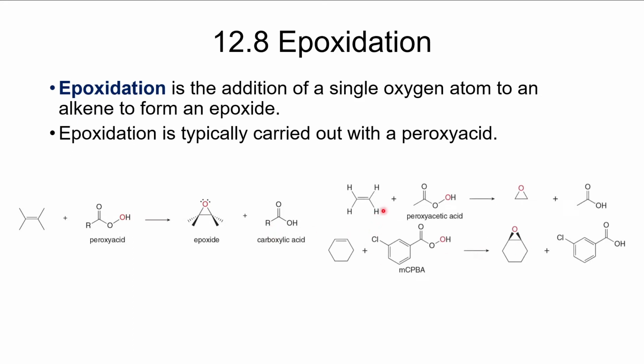So here are a couple of examples. Ethylene with peroxyacetic acid gives us ethylene oxide and the acetic acid. And then here we've got a different alkene with the metachloroperoxybenzoic acid, and that gives us our epoxide plus the carboxylic acid as our product.